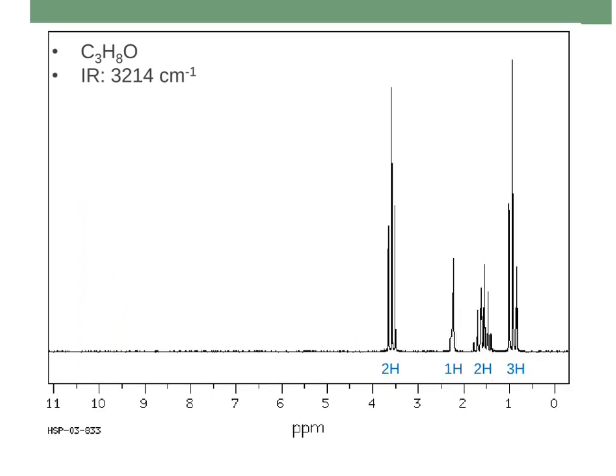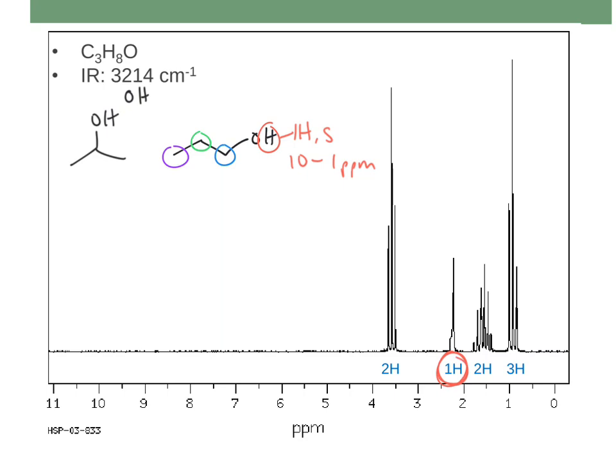Now, if I take a look at this one, same formula, same IR, right? So I know there's an alcohol. It's either going to be the isopropyl alcohol or the 1-propanol. And like we said in the previous slide, we had 1, 2, 3, 4 peaks here, and now we see our 1, 2, 3, 4 signals. So that all jives. The red one should be a 1H singlet, and it should show up, again, somewhere between 10 and 1 ppm. So that's got to be this one. It's the only one that's a 1H.